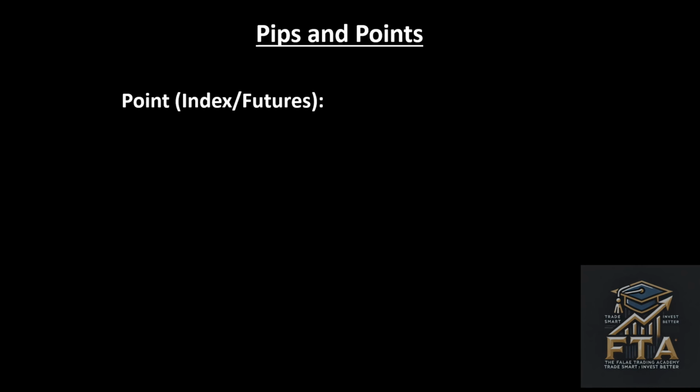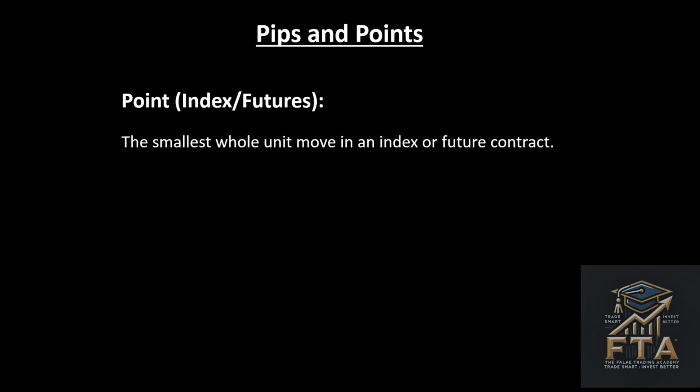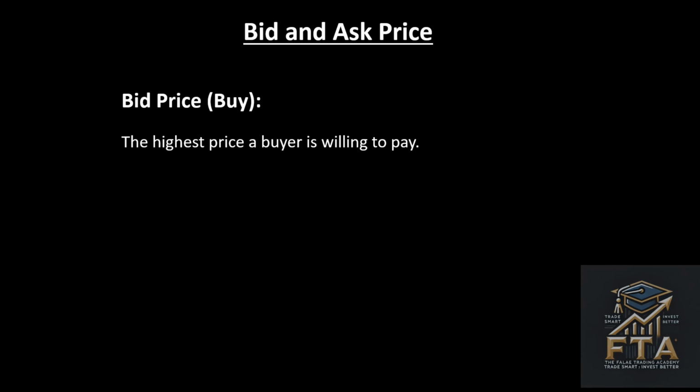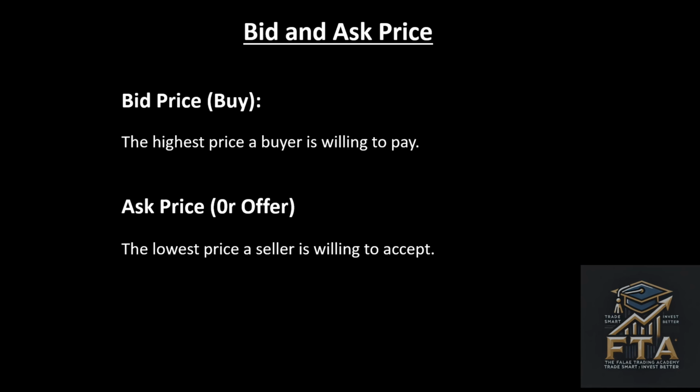Points, which apply to indices and futures, are the smallest whole unit move in an index or a futures contract. So for example, 1 point on the S&P 500. Bid and ask price. The bid price, or sell, is the highest price a buyer is willing to pay, and the ask price, or offer, is the lowest price a seller is willing to accept.